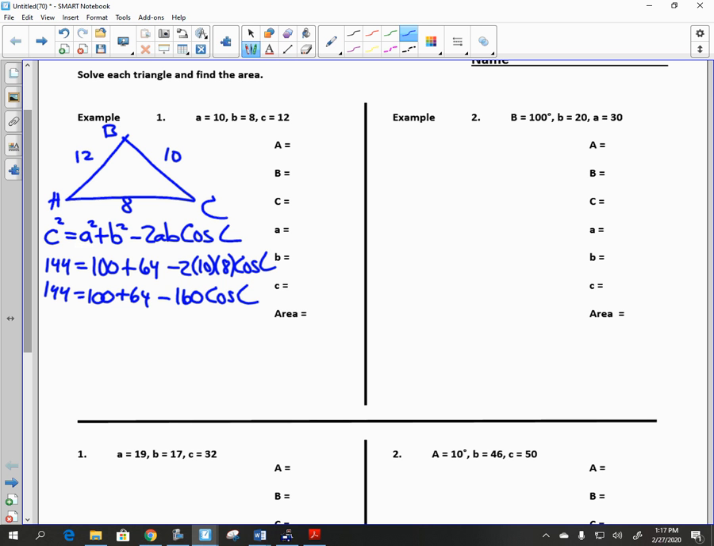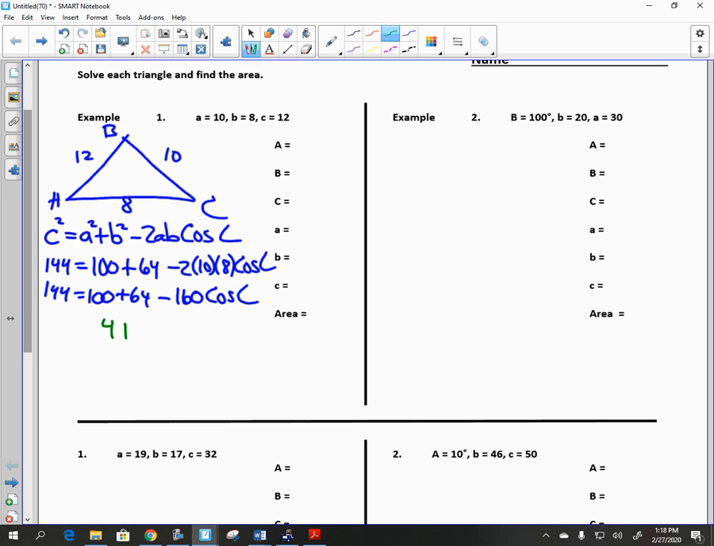Okay, thank you. Zelly, I want to point that out only because this is just the important piece. Folks, this is the critical mistake that a lot of kids make. They take 100 plus 64, which is 164, and they subtract the 160, and they get 4. You can't do that. And here's why.